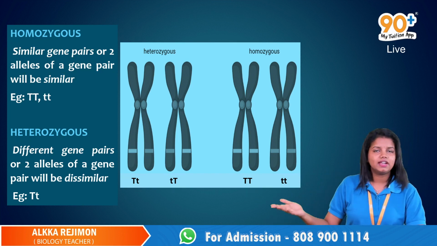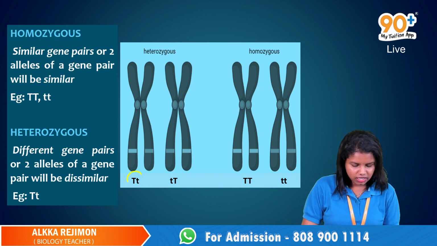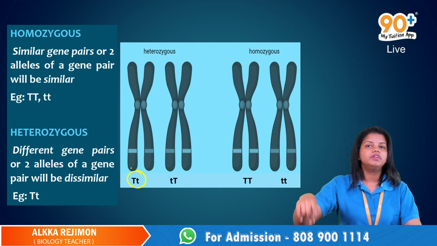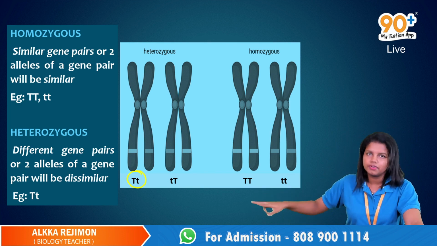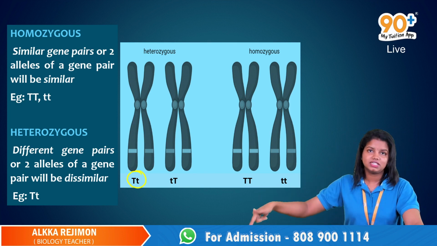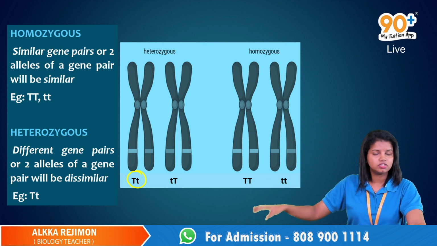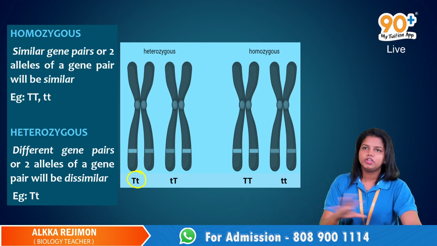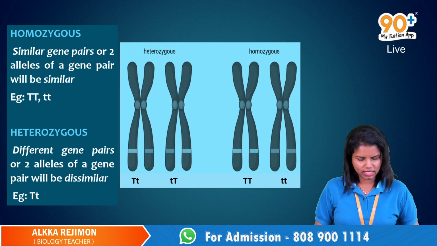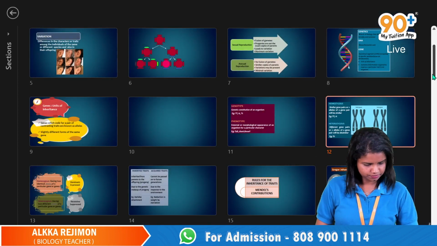Then what is heterozygous? In the first figure you can see one allele is different from the other. Capital T and small t, so they are different from each other. Then you call such alleles heterozygous, or such genes a heterozygous gene. Okay. So that's it. That's about the homozygous and heterozygous condition.